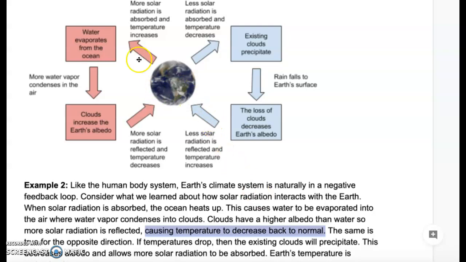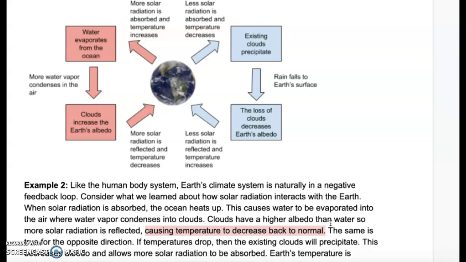Okay, so we see here more radiation is absorbed due to temperature increases, water is being evaporated, clouds increase albedo, more solar radiation is reflected, decreasing the temperature. So let's see what happens with the opposite side. The same is true for the opposite direction.